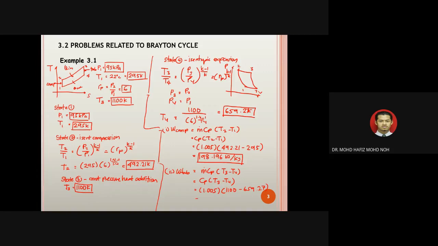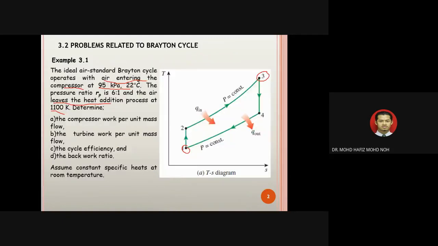Eventually we get the value of W turbine is equal to 442.93 kilojoules per kg. Okay, clear. So you just simply get the value of W compressor and W turbine. Then you solve question A and question B. Then question C is the cycle efficiency, the thermal efficiency.